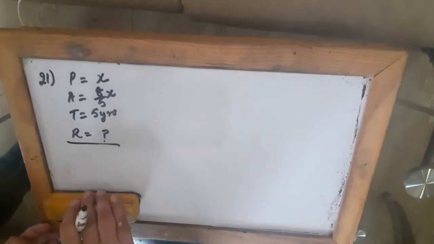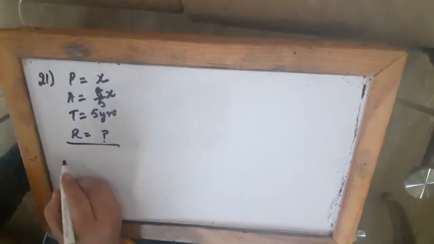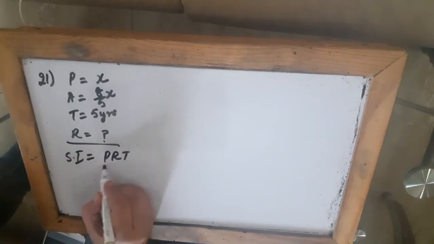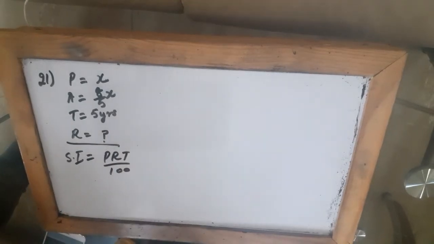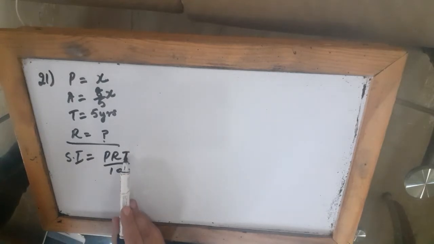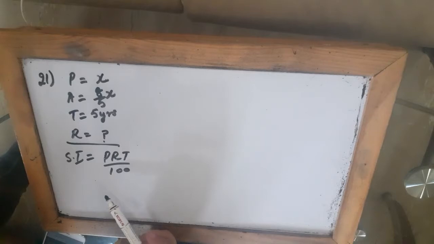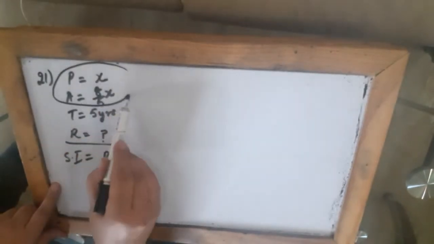Now what is the formula for finding out the rate of interest? By using the formula of simple interest only, PRT upon 100. Now time I know, rate I have to find, principal is x, and simple interest also I don't know, so I won't be able to find R. It means simple interest first of all I have to find out, and from where I will find out this simple interest? From this information.